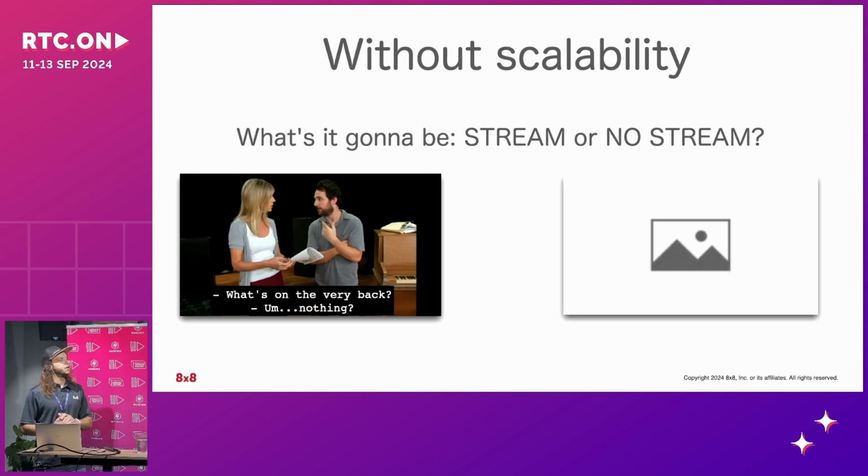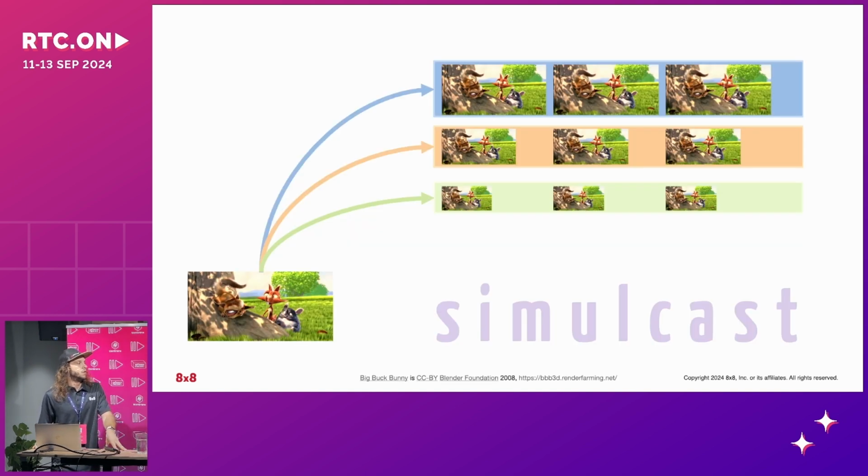So if we just have a regular video stream with no special scalability built into it, the SFU doesn't really have a good choice. It can either forward the stream or not forward the stream, and that's what you get. So the way to go around this is to use things like simulcast and scalable video coding. Simulcast just means that a stream is independently encoded at different resolutions, and the SFU is able to choose which one to send and switch between them at keyframe boundaries.